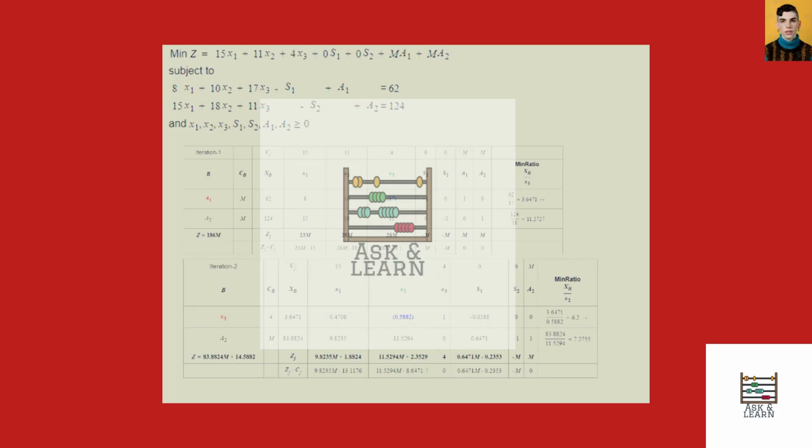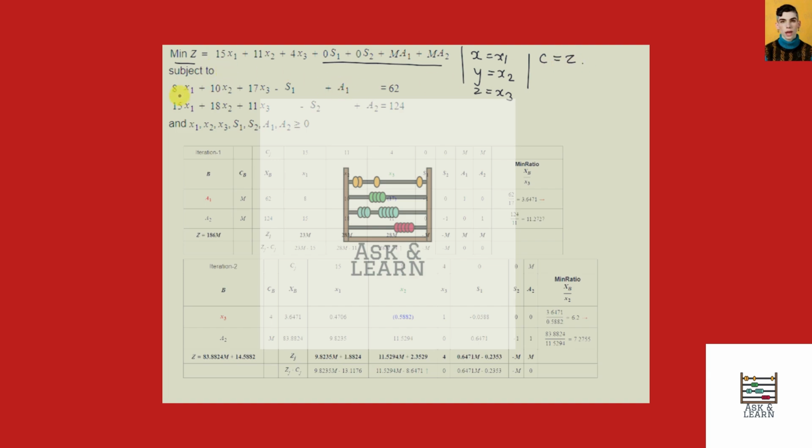Hi, in this question, we will minimize the given function, that is 15x1 plus 11x2 plus 4x3, introducing the slack and the artificial variables, that is 0s1 plus 0s2 plus Ma1 plus Ma2. We have written x1 instead of x, x2 instead of y, x3 instead of z, and z instead of c.